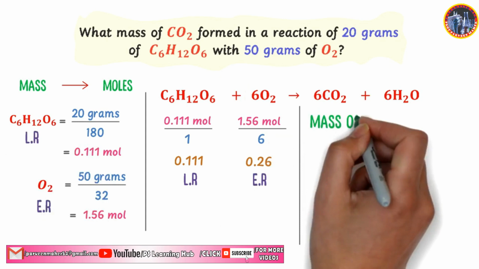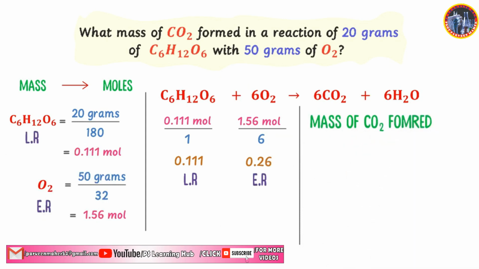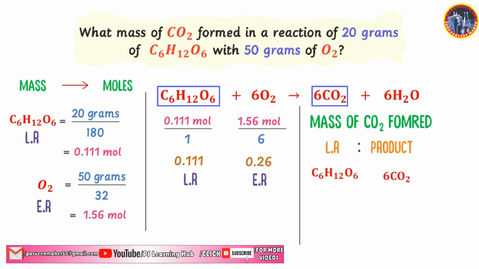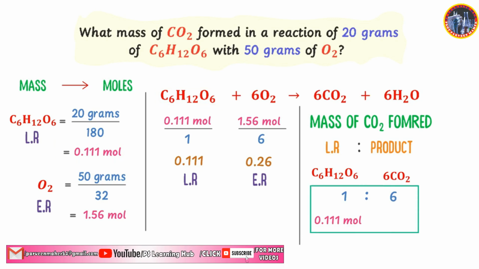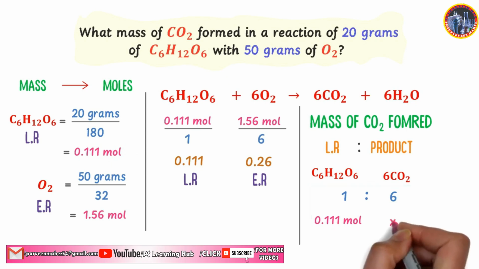Secondly, I calculate the mass of carbon dioxide gas formed in the chemical reaction. I write the ratio between limiting reactant and product. The limiting reactant is glucose and the product is carbon dioxide gas. According to their coefficients, the ratio between them is 1 to 6. We know that the limiting reactant is glucose and we have taken 0.11 moles of glucose, which is completely used in this chemical reaction. So using this ratio, we can easily calculate the number of moles of carbon dioxide gas formed. Let it is X mole.